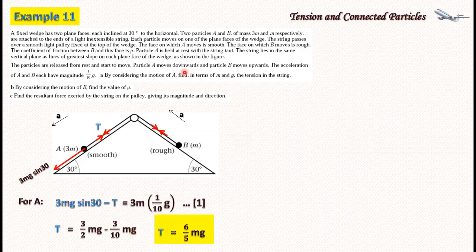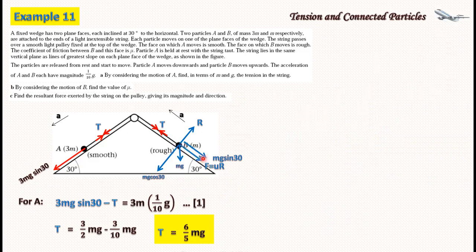Then we continue with B. By considering the motion of B, find the value of mu. So we now resolve B as well. It has a normal component, R, and the weight of B is mg. The components parallel to the plane will be mg sin 30, and frictional force also acts. Then equally, we have this normal reaction, which is equal to the perpendicular component to the plane, which is mg cos 30.